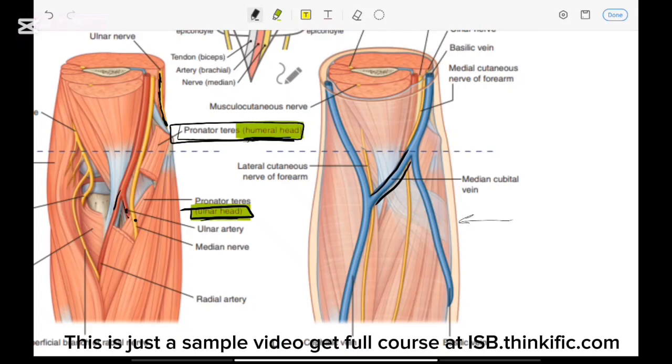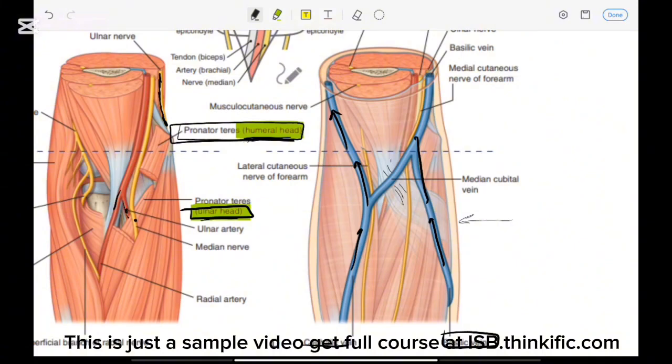It is coursing through the roof of the cubital fossa, and it is connecting the basilic vein, which is medially located, to the cephalic vein, which is laterally located, right? And that's the median cubital vein in between them. So it's a structure passing over the roof of the cubital fossa. The bicipital aponeurosis, right? That's a question in the exam. It is the structure separating the median cubital vein from the brachial artery and median nerve, which are underneath.